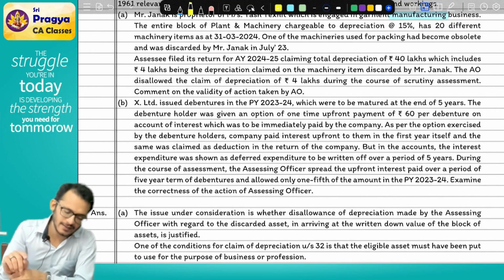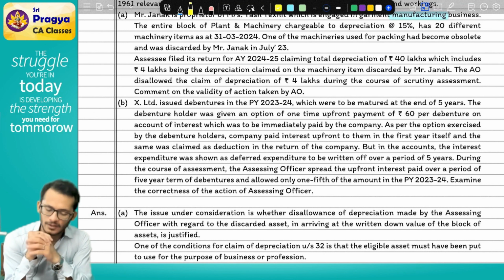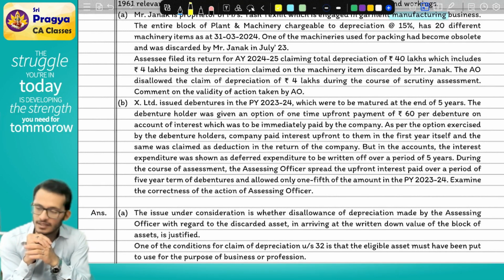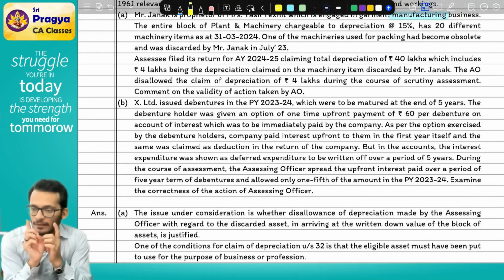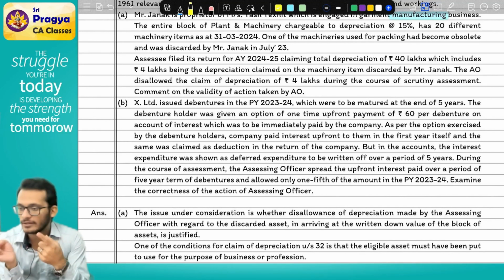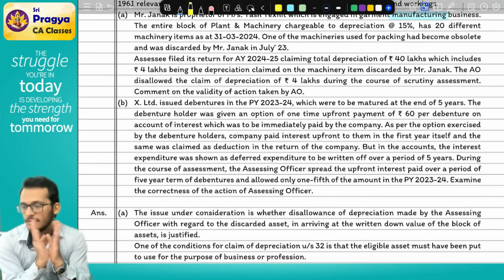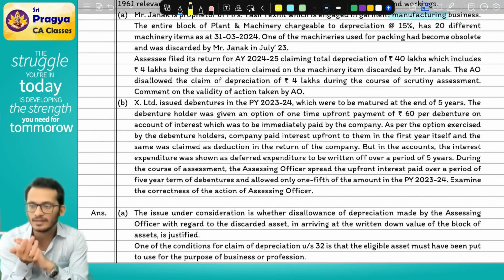As per the option exercised by the debenture holder, the company paid interest upfront to them in the first year itself, and the same was claimed as deduction in the return of the company. But in the accounts, the interest expenditure was shown as debenture expense spread over 5 years. So in the accounts, the company amortized it over 5 years. In the income tax return, they said I want the full 60 today itself.